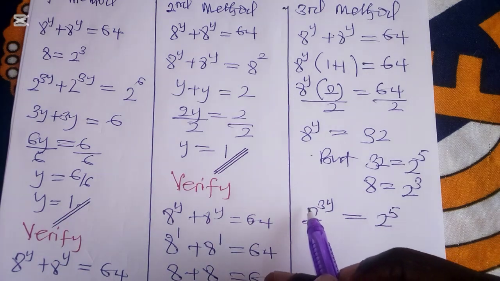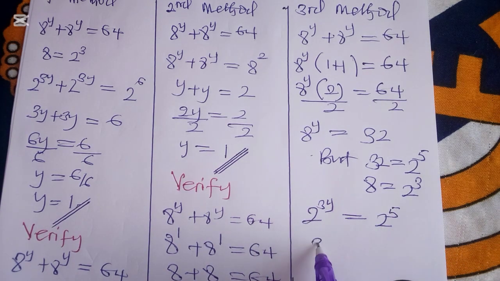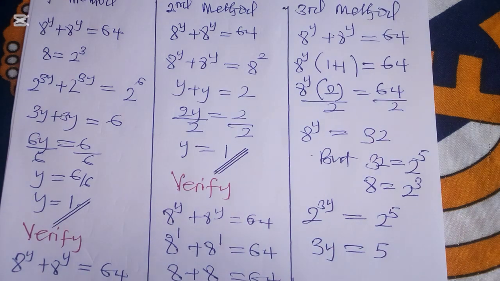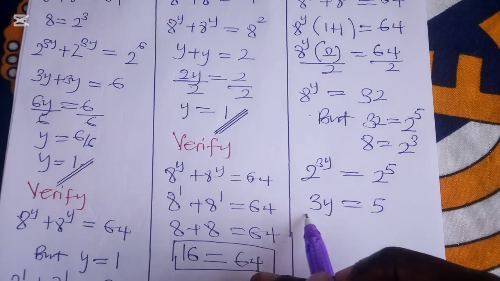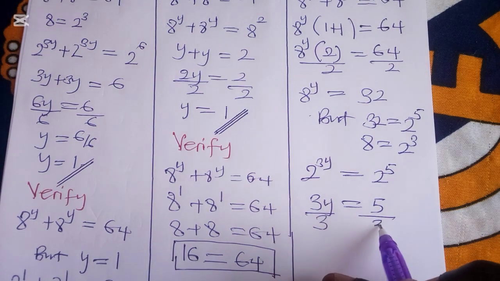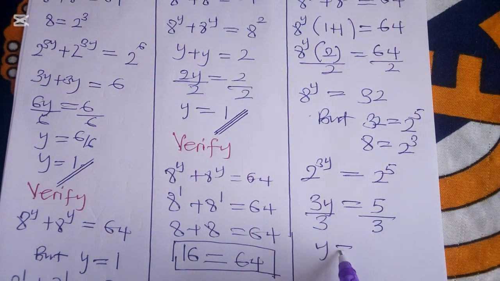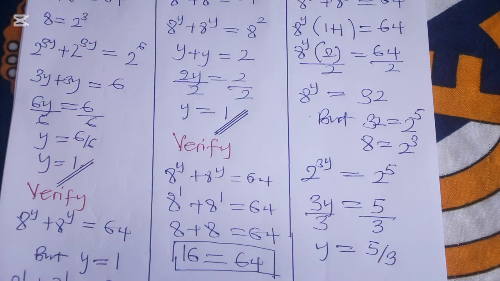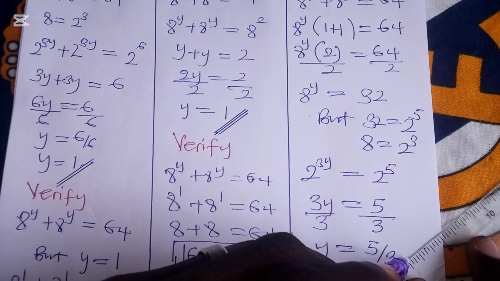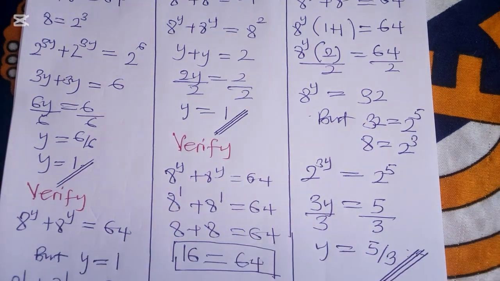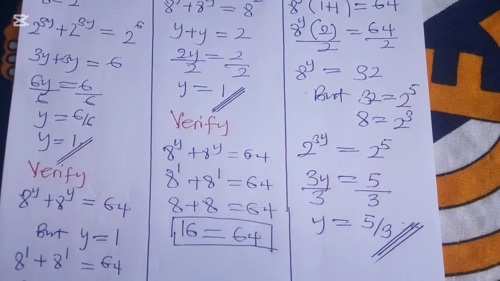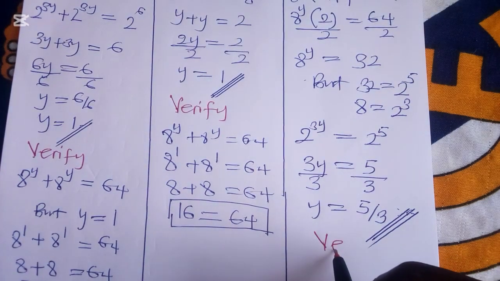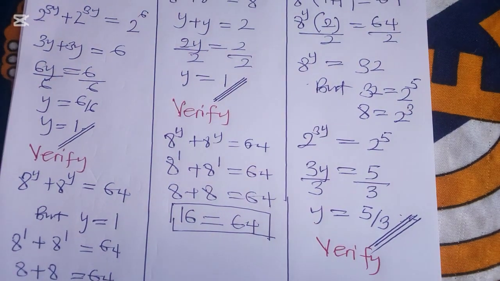Then the bases are the same, so we cancel them. What remains is 3y equals 5. Okay, then we divide both sides by 3. Then the value of y becomes 5 upon 3. So this is the value of y that we have to find. Now let's try to verify it also. Let us try to verify and see if this is correct.